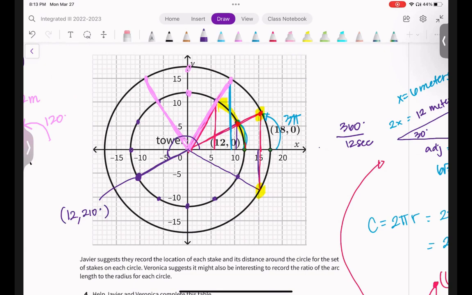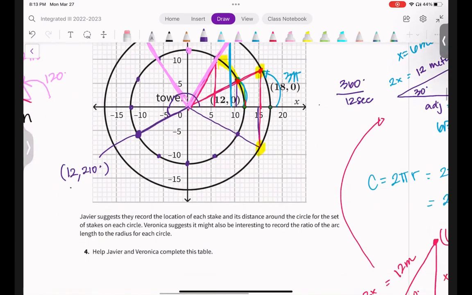I can also talk about this in radians. This is why I love radians. If I have to think about 210 degrees, I'm like, where are you? But if I talk to you in terms of radians, I know exactly which triangle I'm in. I know exactly which quadrant I'm in just because of that.